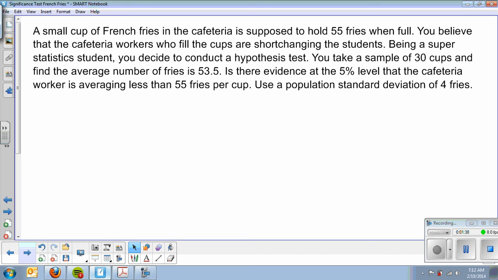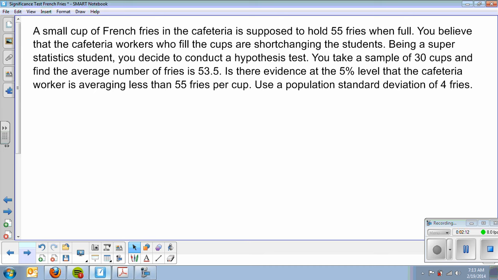A small cup of french fries in the cafeteria is supposed to hold 55 fries when full. You believe that the cafeteria workers who fill the cups are shortchanging the students, perhaps eating a few behind your back. Being a super statistics student, you decide to conduct a hypothesis test. You take a sample of 30 cups and find the average number of fries is 53.5. Is there evidence at the 5% level that the cafeteria worker is averaging less than 55 fries per cup? Use a population standard deviation of 4 fries.